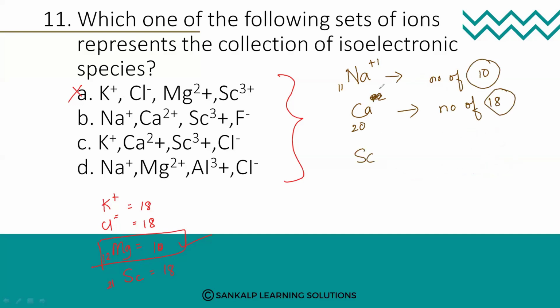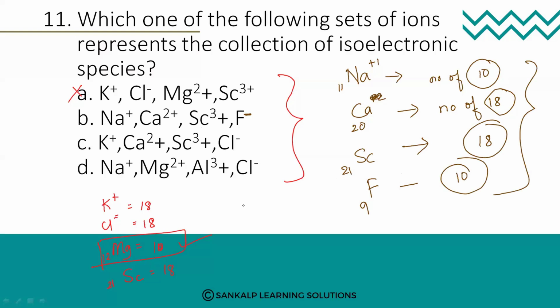Then scandium is 21, so plus 3, again the number of electrons here is 18. Next is fluorine. Fluorine is 9, so plus 1 electron because it is minus, so it will be 10. So here again, the number of electrons are not the same. So B option is also wrong. Let us go for the C option.